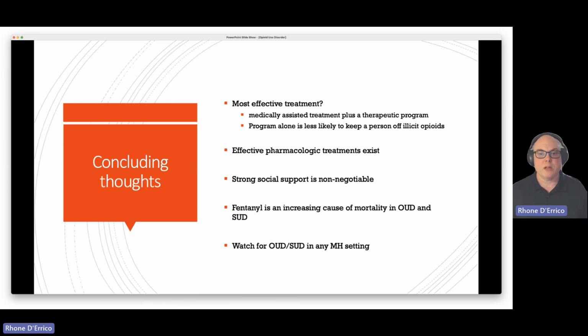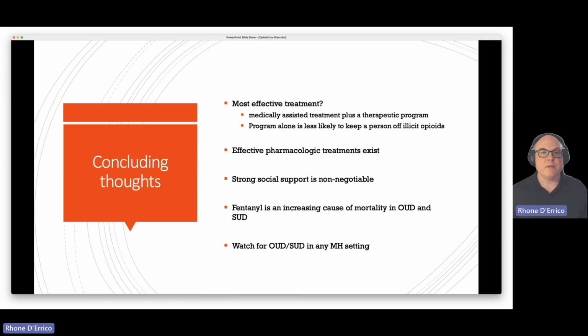We have effective pharmacological treatments. Strong social support is just non-negotiable. If it's a 12-step program, friends, family, a community, these folks really need community support. Fentanyl is an increasing cause of mortality in opioid use disorder and substance use disorder. It can't be ignored. It is a major, major issue. It's taking a chronic substance use disorder and making it fatal. So we really have to be aware and watch out for it.